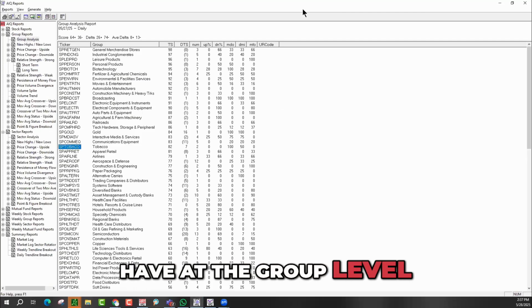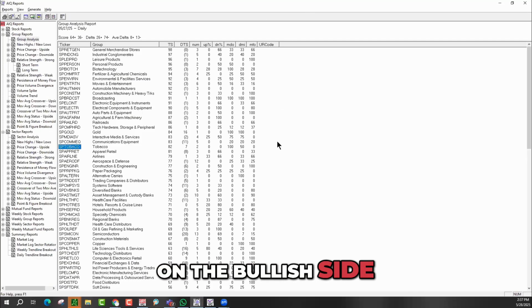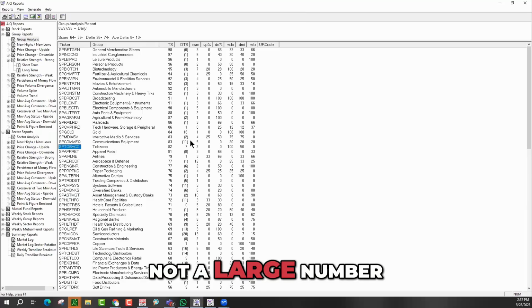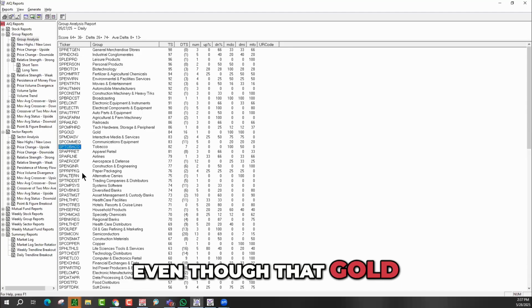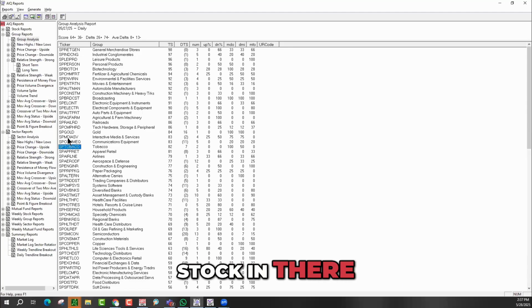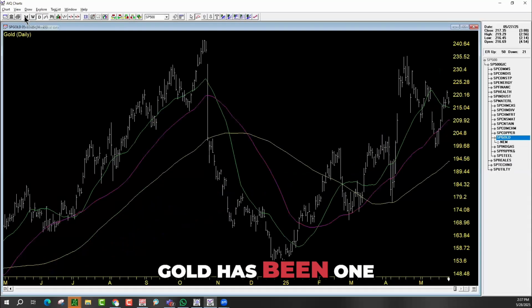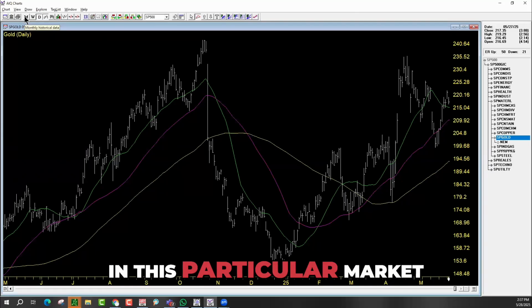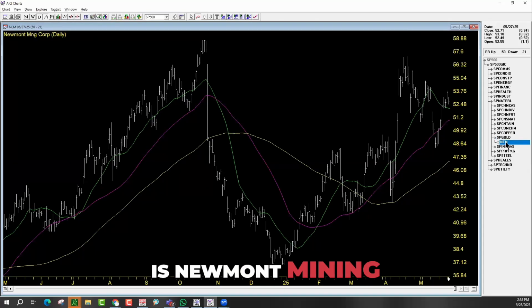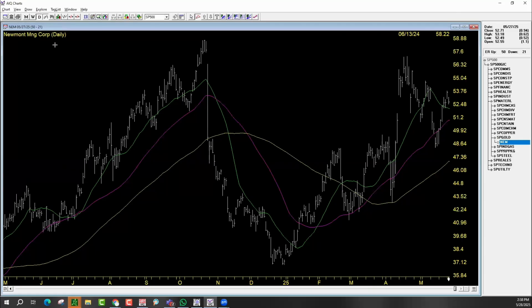So what else do we have at the group level on the bullish side? What else is there on the bullish side in here? Not a large number of candidates, even though the gold had the biggest move to the upside, there's only one stock in there. But I'm just going to check it out anyway, because gold has been one of those strange players in this particular market. So remember, this is the gold group with the S&P 500. The only stock it has in there is Newmont Mining, so it looks exactly like the group.